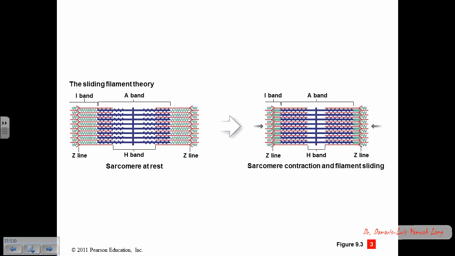Okay, this is the I band, right? And this is the H band. This is the I band. Are you all seeing this? So the H band is narrower.